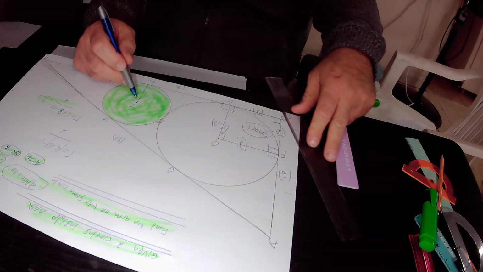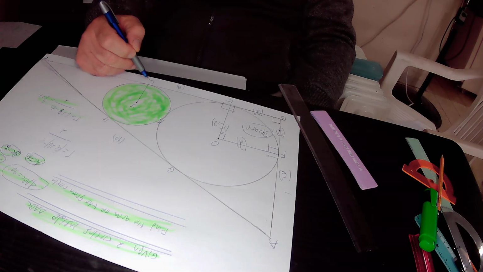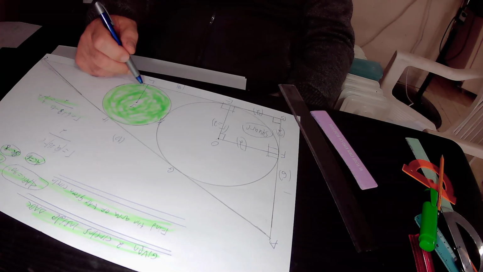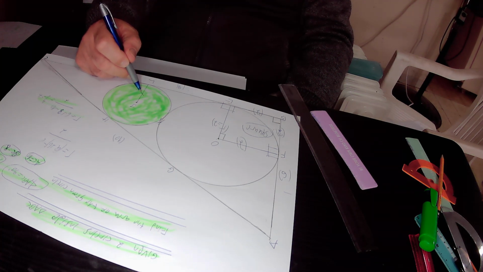Point J is the center of this green circle. Point L is a point on the green circle itself. Therefore, JL is the radius of this circle. We define the radius of this circle as x. That is the radius that we are looking for.